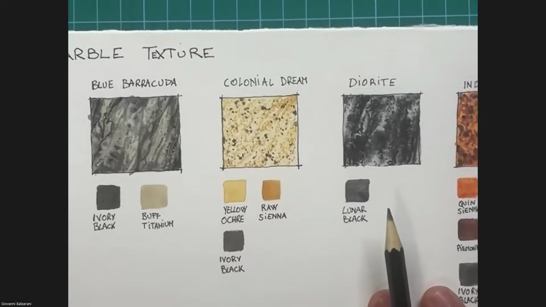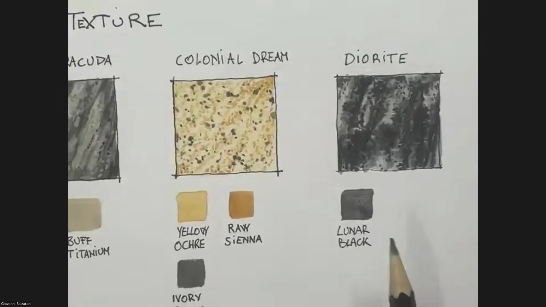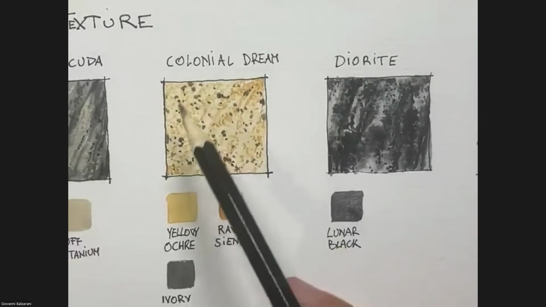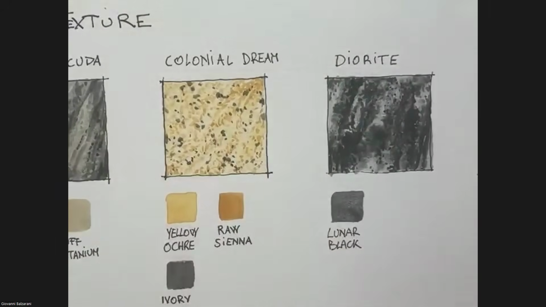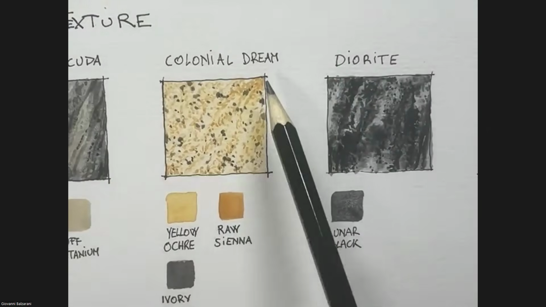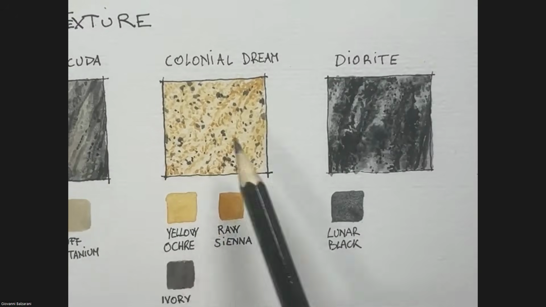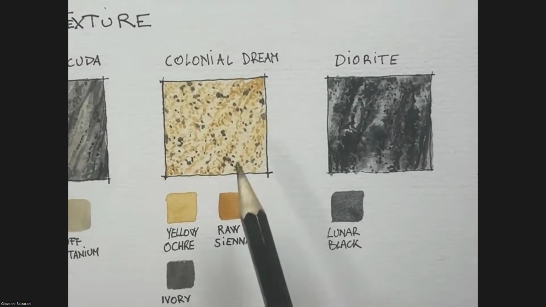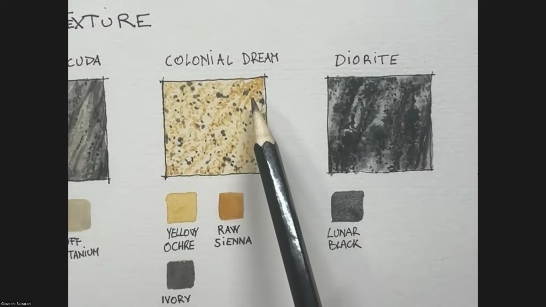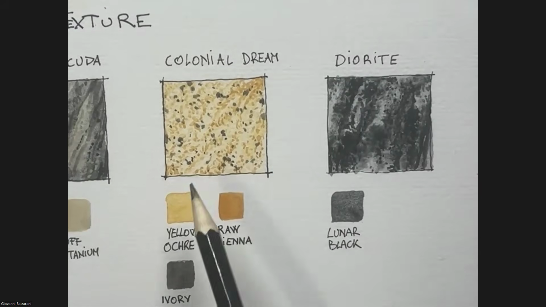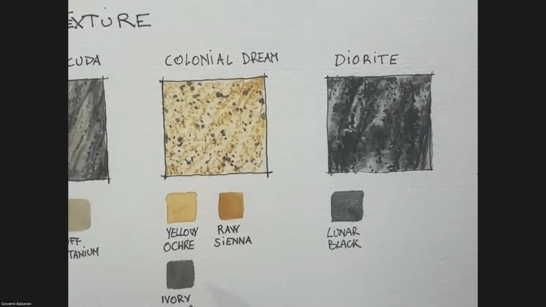Another interesting marble, especially used for floor tiles, is called Colonial Dreams, and starting with a little shade with yellow ochre, the little point and beads with raw sienna, and the last point with ivory black.